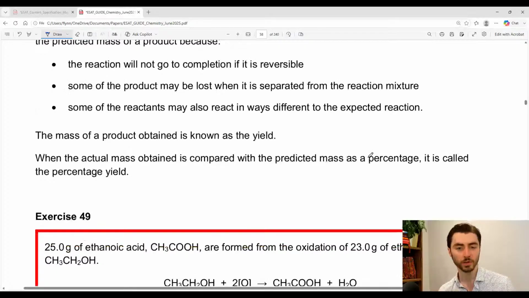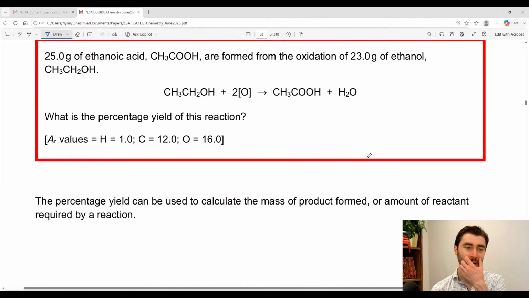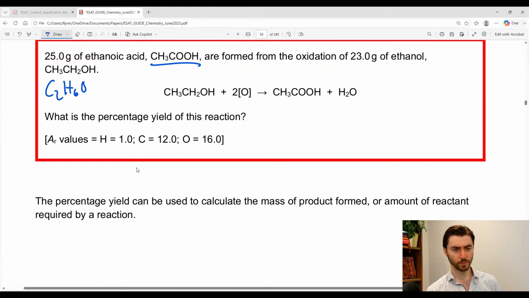Percentage yield is actual over theoretical times 100. So here we have a mass of ethanoic acid formed from the oxidation of that much ethanol, C2H6O, 24 and 6 and 16 is 46. 23, so that's 0.5 moles of ethanol, which should have yielded 0.5 moles of this thing.